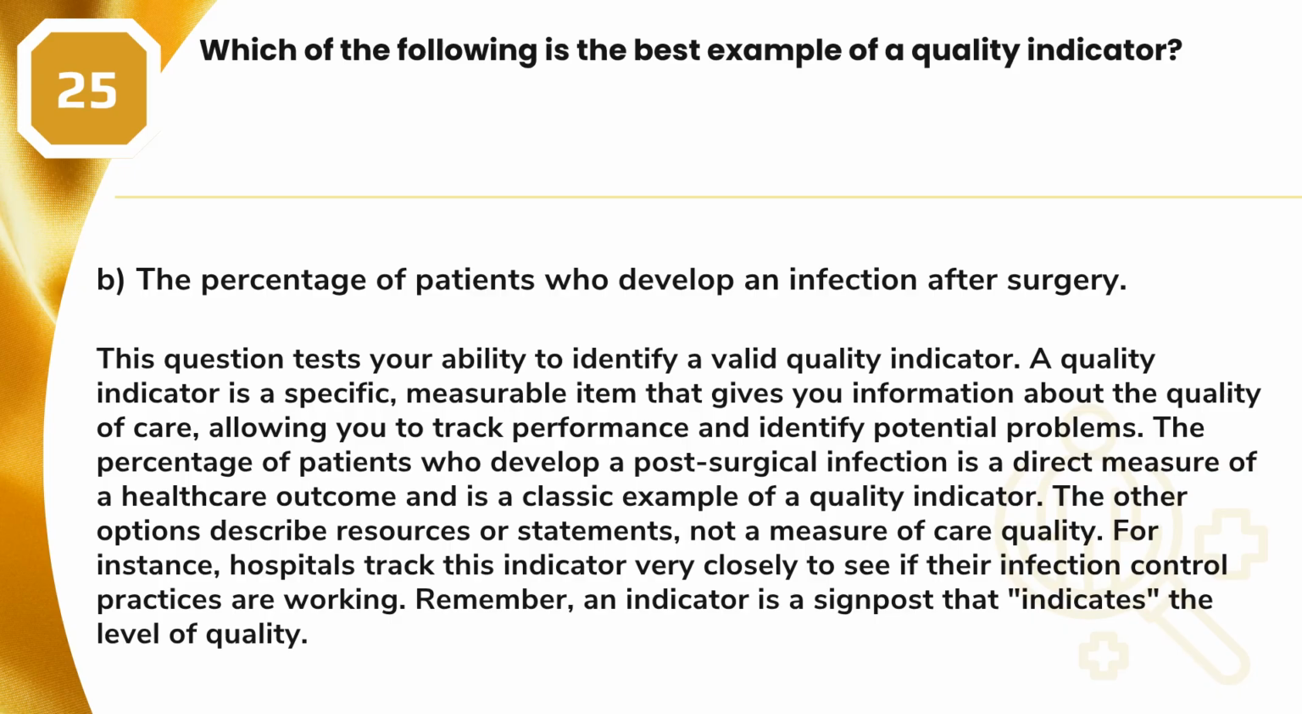Answer: B. The percentage of patients who develop an infection after surgery. This question tests your ability to identify a valid quality indicator. A quality indicator is a specific, measurable item that gives you information about the quality of care, allowing you to track performance and identify potential problems. The percentage of patients who develop a post-surgical infection is a direct measure of a healthcare outcome and is a classic example of a quality indicator.